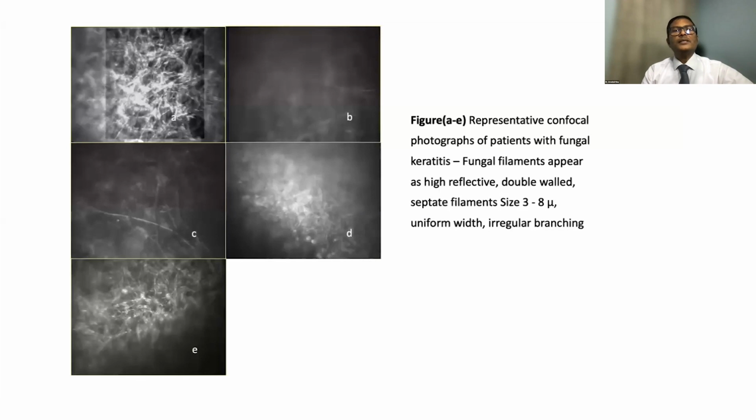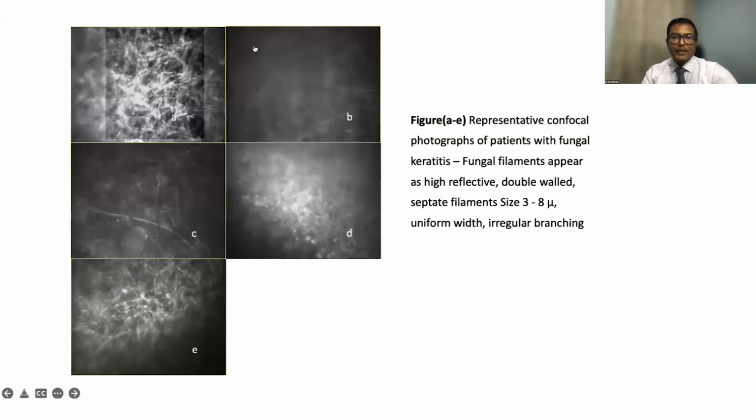And what it shows is that every organism will have a particular morphology. For example, what we see on the screen is the fungal filaments. So fungal filaments would typically be highly reflective, double-walled. They may have septae, and they are usually sized between 3 to 8 microns. They have irregular branching, but a very uniform width.